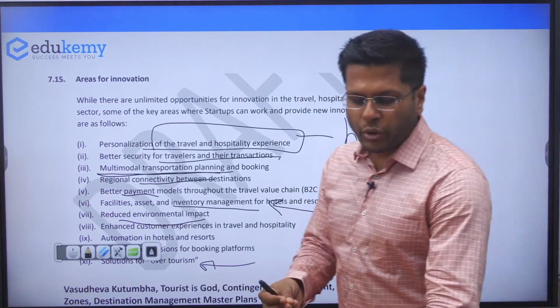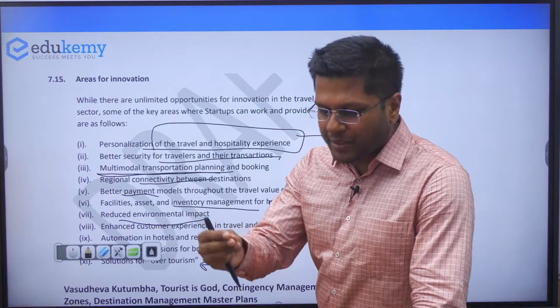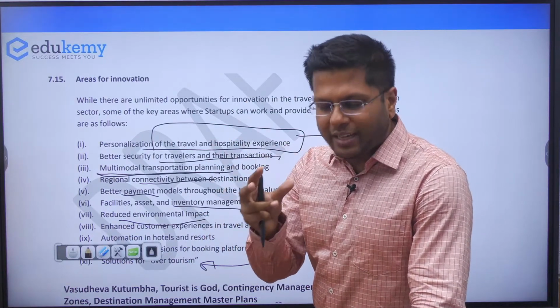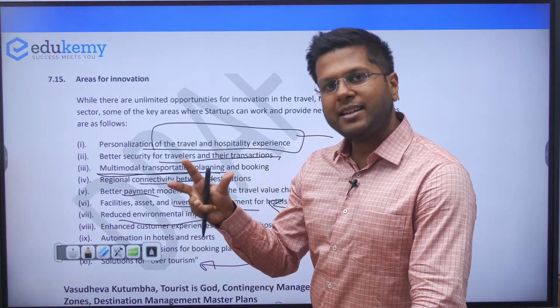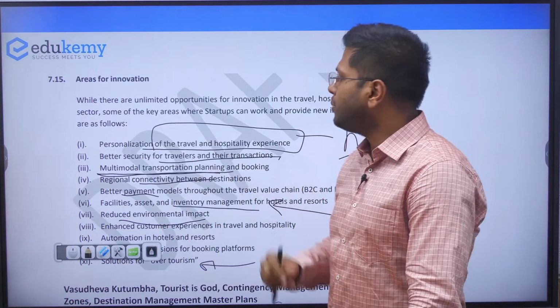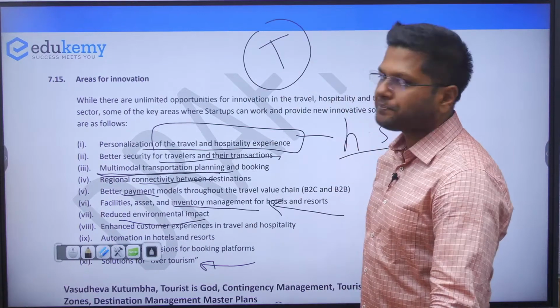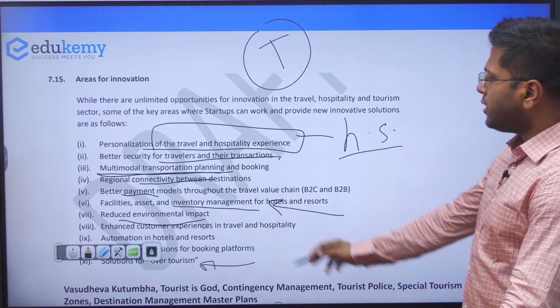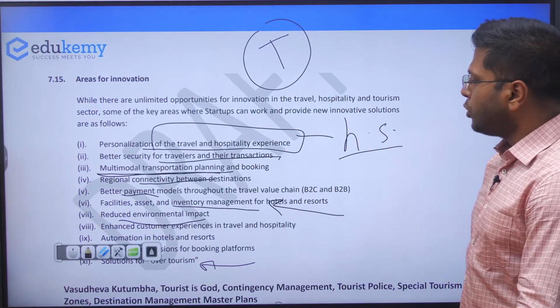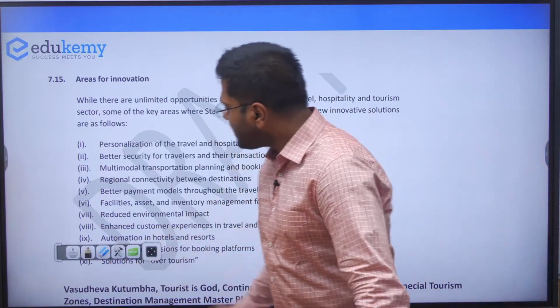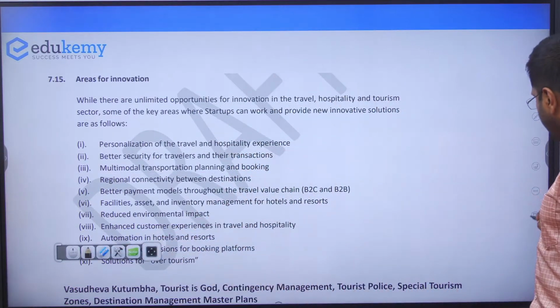For example, throwing of plastic garbage. For example, solid waste management. If we know that this is a tourism hotspot, these are the areas of focus for those particular places, right? Trivandrum has managed it very well, right? Automation in hotels and resorts, right? Booking platforms available. So these are the innovative ways in which tourism can be handled.